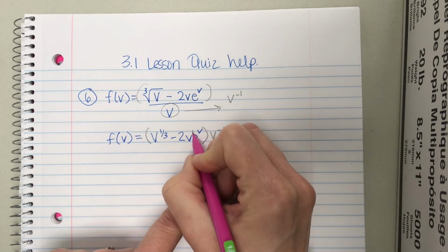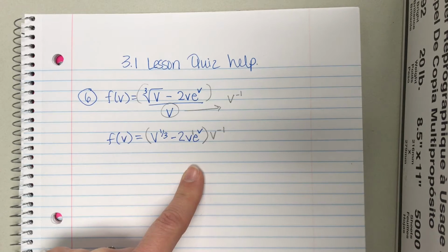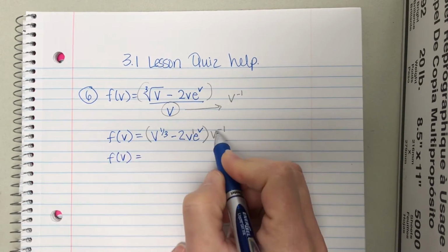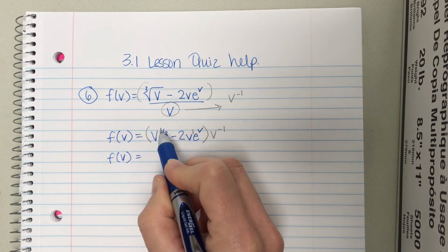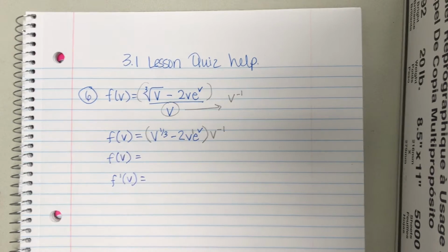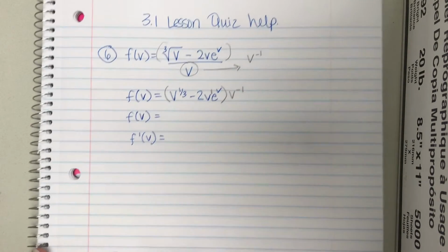Remember, when you multiply, you add exponents. So I would do one more step of e to the v by distributing this to both terms, and then you should be able to take the derivative pretty simply. Okay, so that's help with number 6.